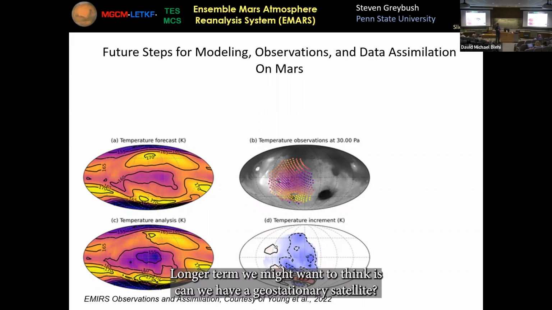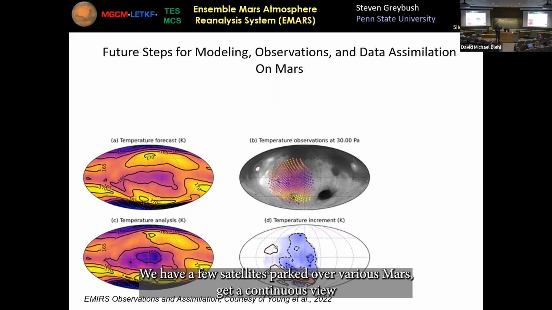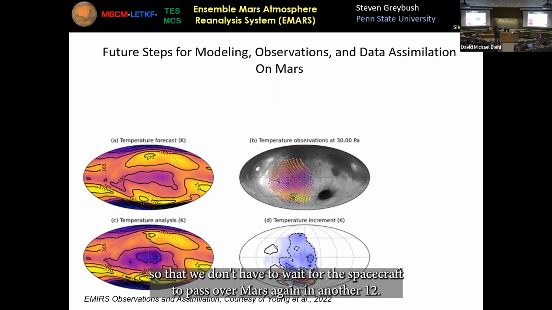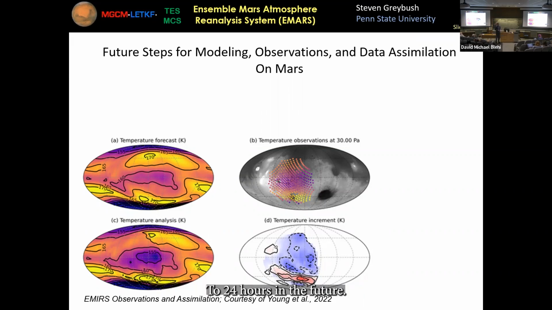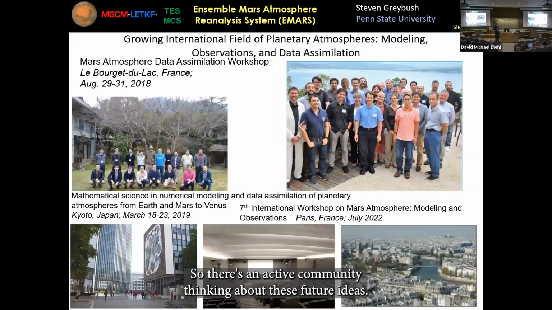Longer term, we might think about whether we can have areostationary satellites. Some colleagues have thought about that idea. We would have a few satellites parked over certain areas of Mars, getting a continuous view, so that we don't have to wait for the spacecraft to pass over Mars again in another 12 to 24 hours. So there's an active community thinking about these future ideas.